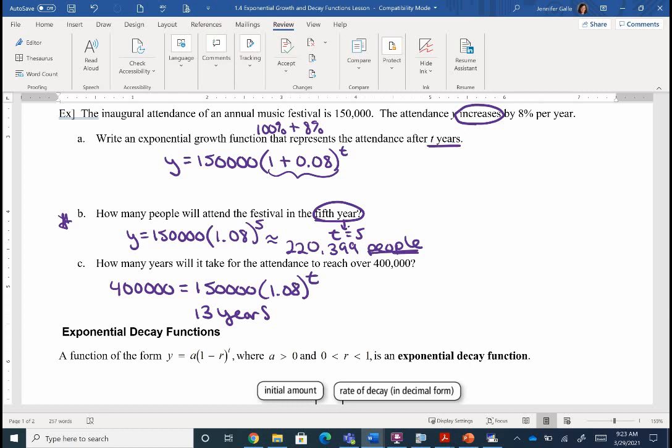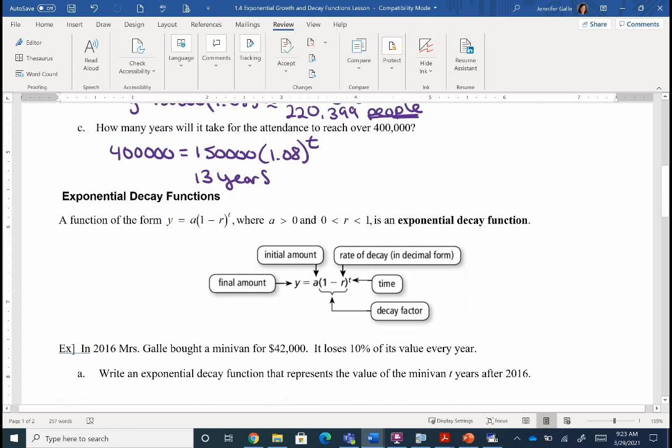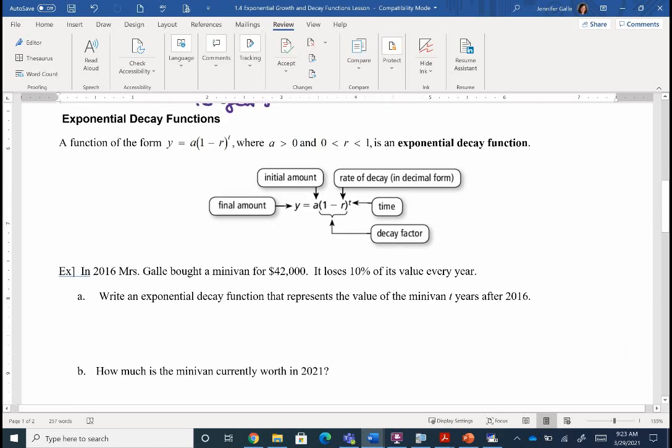Okay? So, on the flip side of that, are exponential decay functions. If you notice, the basic structure is still the same. What's the only difference, though, between the growth setup and the decay setup? What's the only difference? It's a minus instead of a plus, yeah. There's the only difference. It's a minus instead of a plus. Because instead of adding on a certain percent each year, we're going to be taking it away.